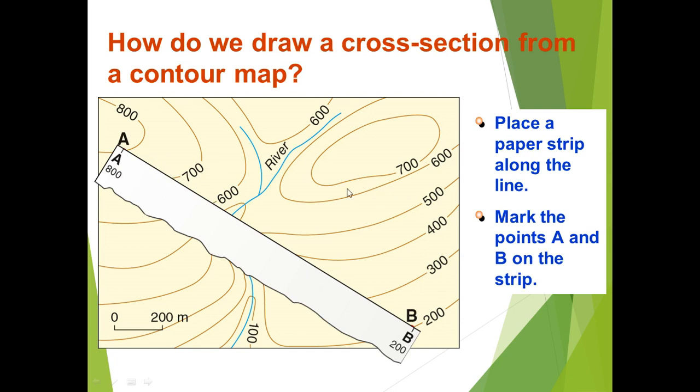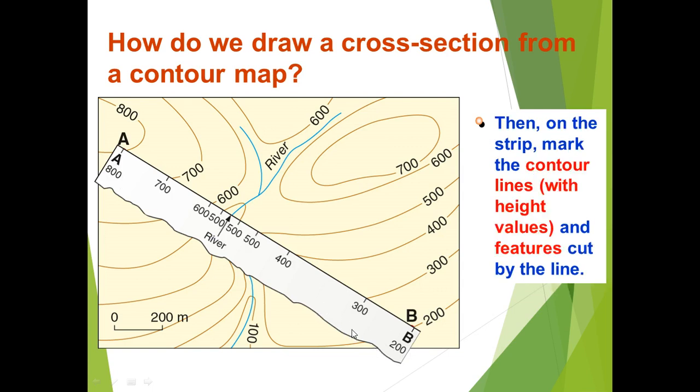When you place this paper strip along the line, please make sure it touches point A and point B, and also mark down the corresponding height of these two points. Right here you can see point A falls on the 800-meter contour line, so you can mark 800 here, and for point B you can mark 200 here.